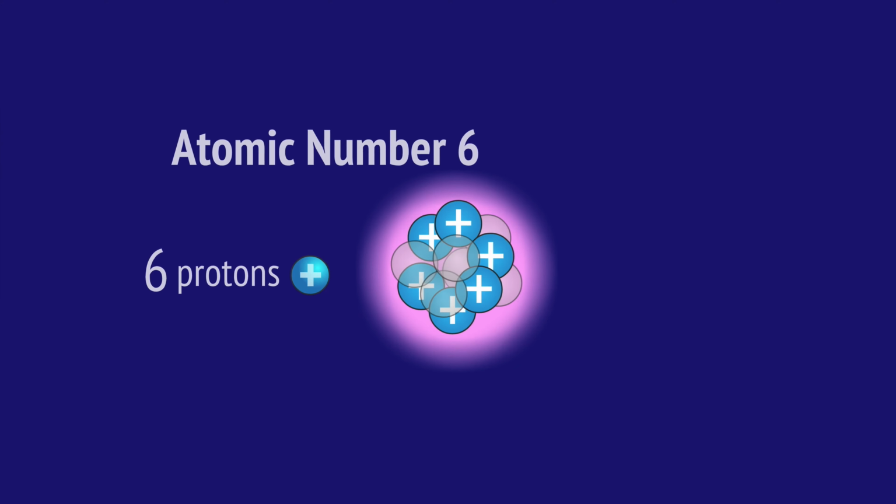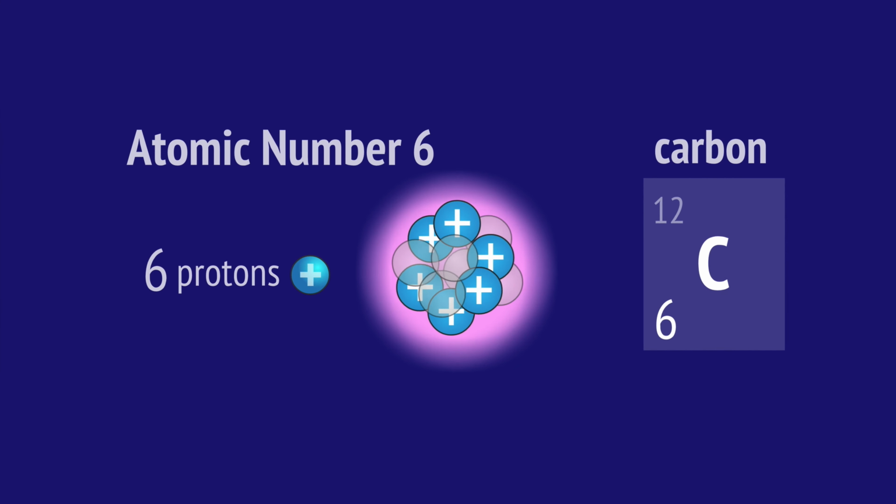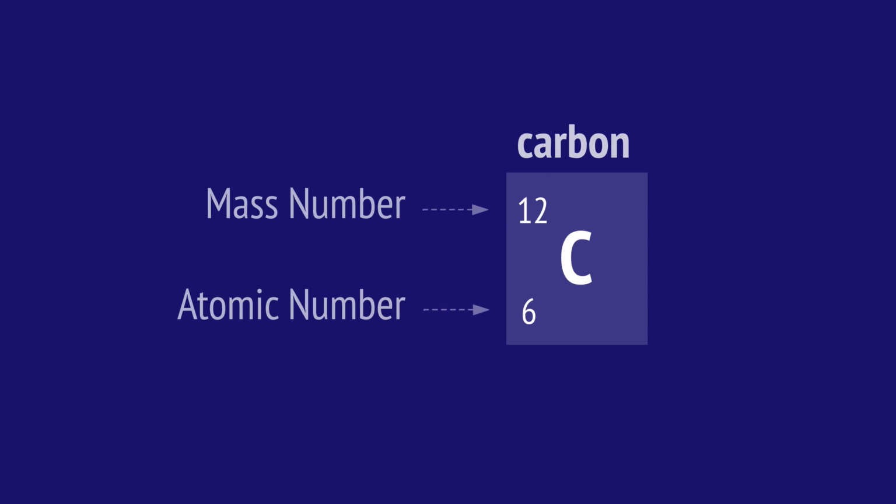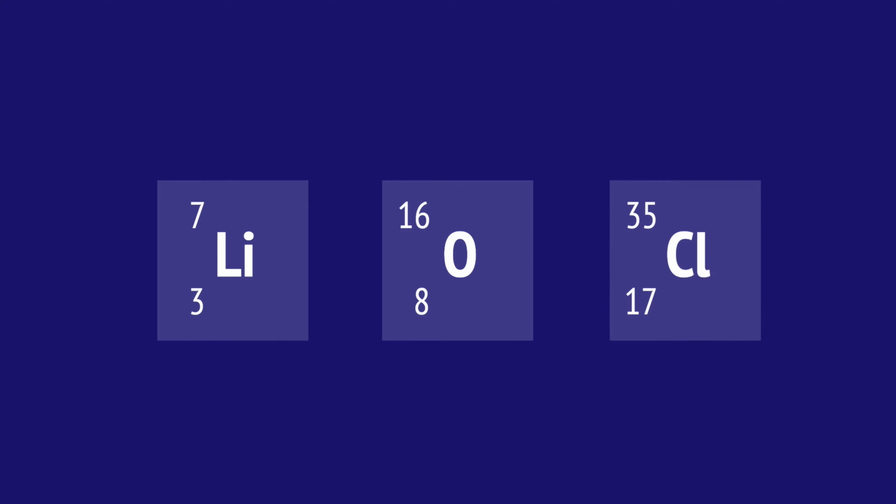And while the atomic number gives the number of protons, the mass number gives the total number of protons and neutrons in the nucleus. We summarize all this with the atom's nuclide symbol. And we can list the components of any atom given its nuclide symbol.